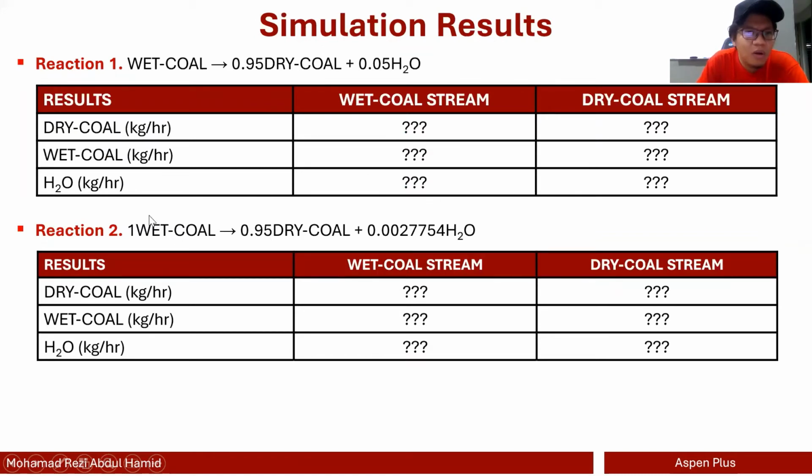Okay, moving on. As I mentioned before, the one that gave me a converged result is reaction number 2. But first, I want to show you the first reaction, where I have 1 wet coal reacting to form 0.95 dry coal plus 0.05 moisture. You might be wondering how I got this number. If you remember the pie chart before, I get 0.95 dry coal and 0.05 moisture, which kind of makes sense. There's nothing wrong with it at first look.